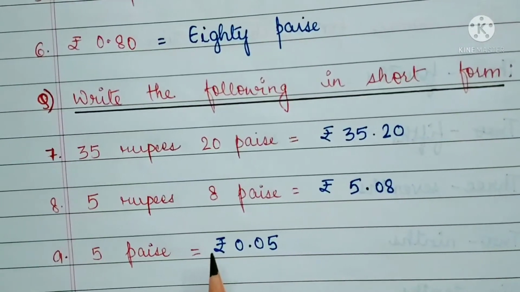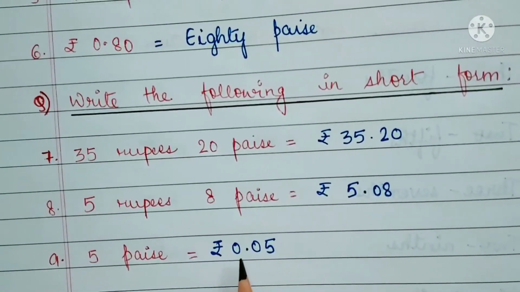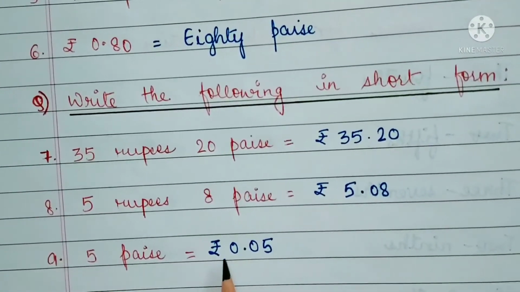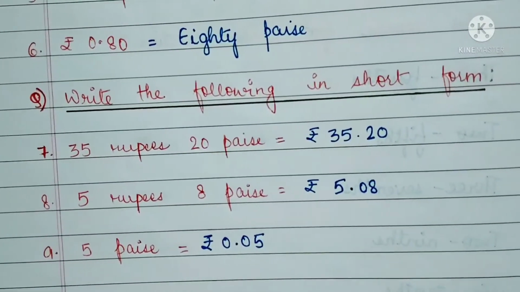Ninth one, 5 paise. Since there are no rupees, first we'll write the symbol of rupees. We'll write 0 and then a point. And this point separates rupees and paise. So here it is 0 rupees and 05 paise.